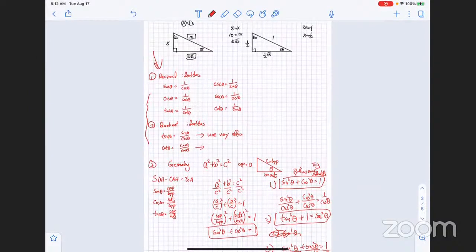You guys can grab as many sheets of the unit circle as possible. So if you need 3 sheets, grab 3 sheets. If you need 4 sheets, grab 4 sheets. Okay, thank you.